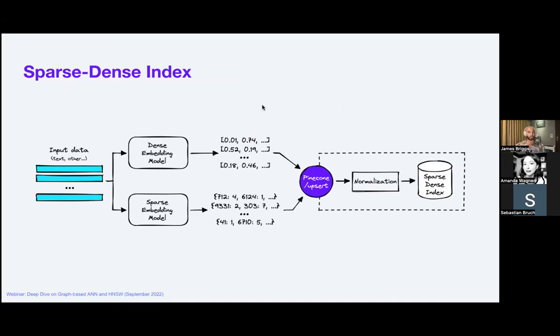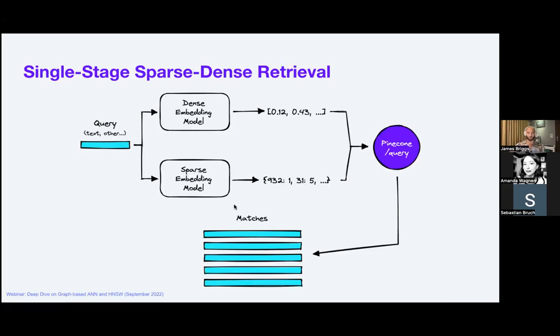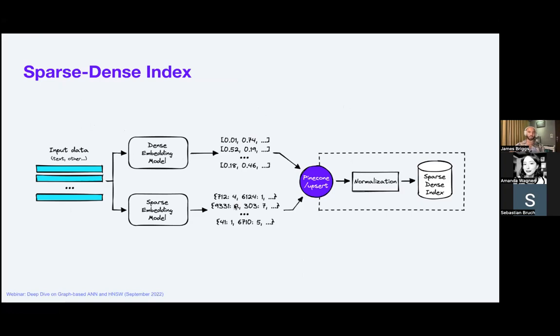So what that kind of looks like is, so this is when you're populating your index, sorry. So this is when you're querying your index, when you're performing a query. This is when you're populating it. It's pretty much the same process. So when you're populating your index, you have your database or your documents all over here on the left, process them through your two models. You put them both together in your Pinecone upsert, and then they go through the process to the sparse-dense index.